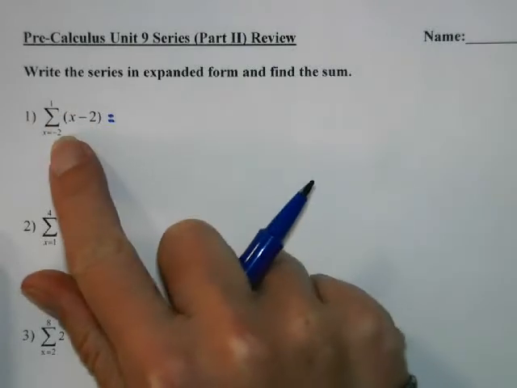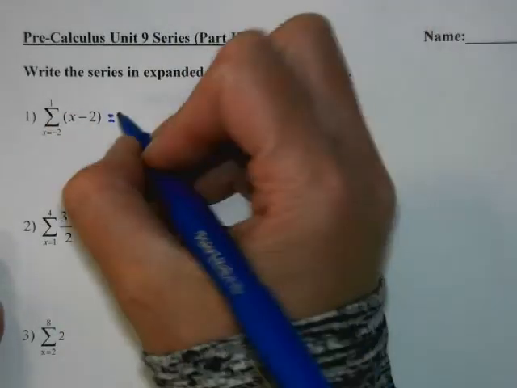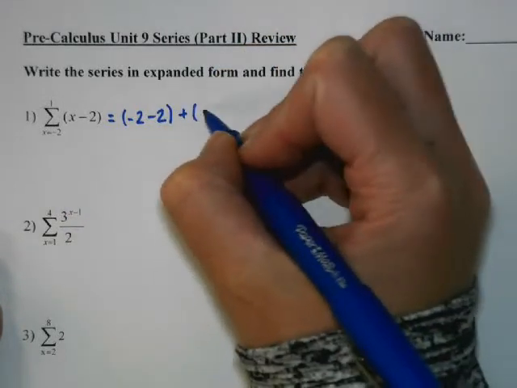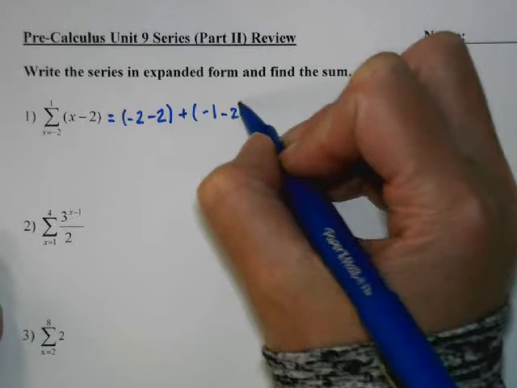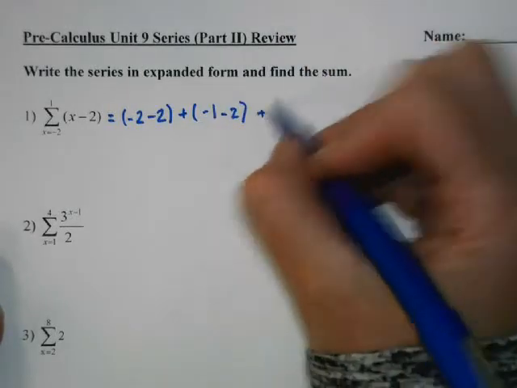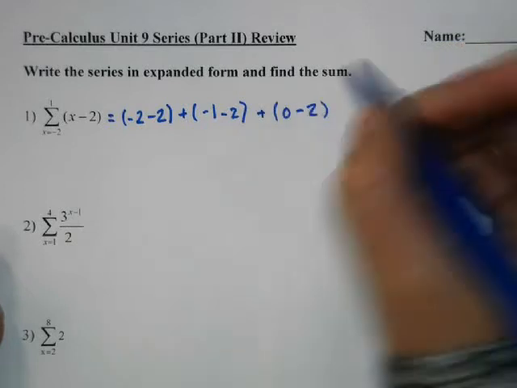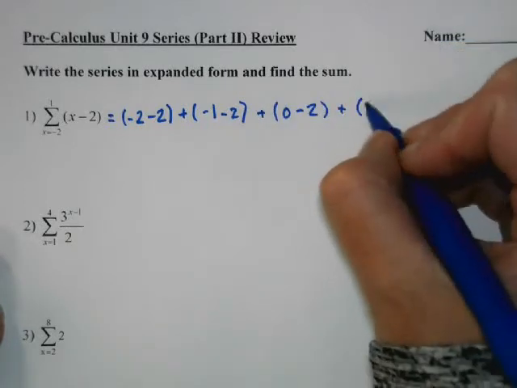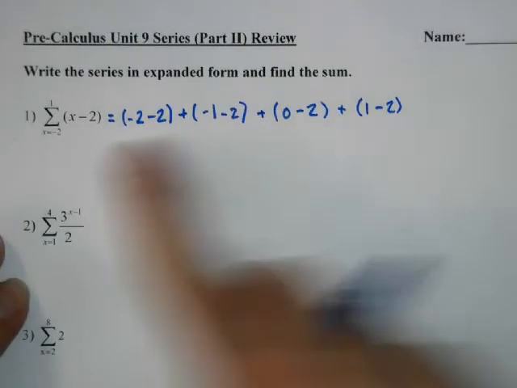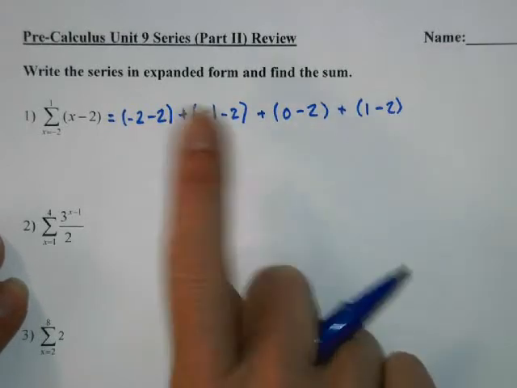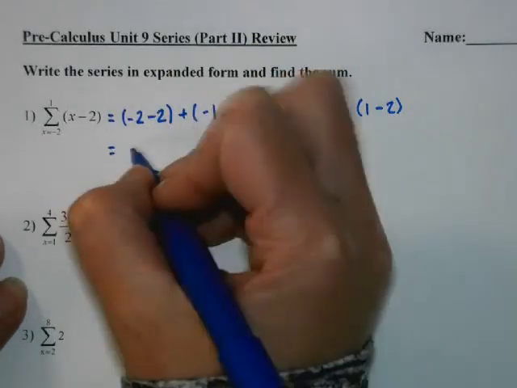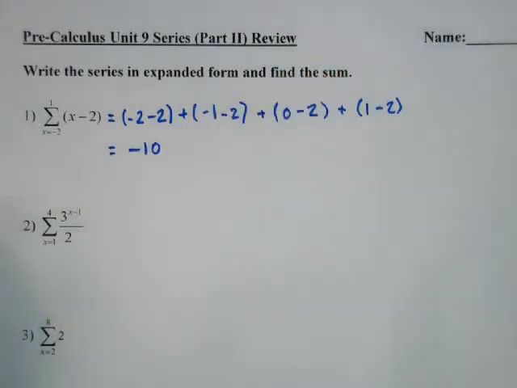So in sigma notation we always start by plugging in the value that's on the bottom. So this one's starting with a -2. And then add that to the next term, which is going to be the next number higher. So we'll have a -1 in that spot, we'll have a 0, and our last one is going to be a 1 because that is our ending value. So this would be expanded. You could also write it as -4 plus -3 plus -2 plus -1, and if you add all these together you get -10.